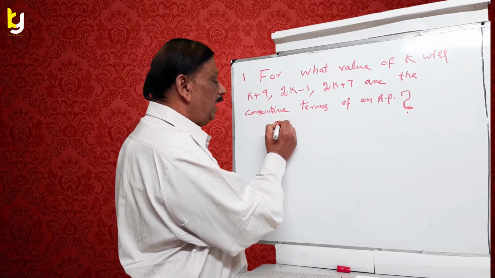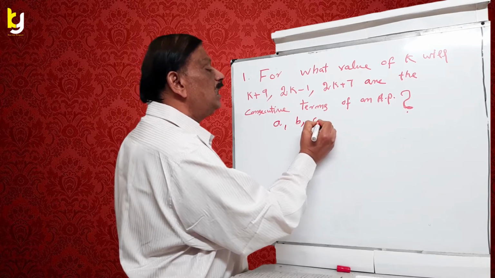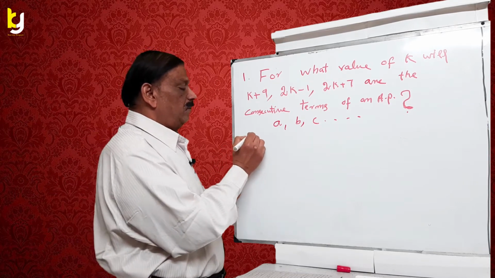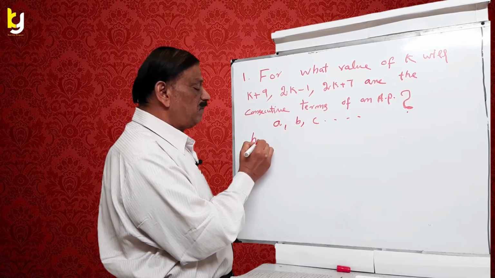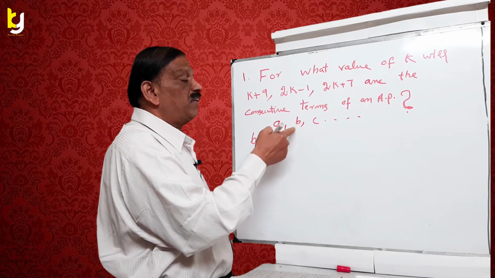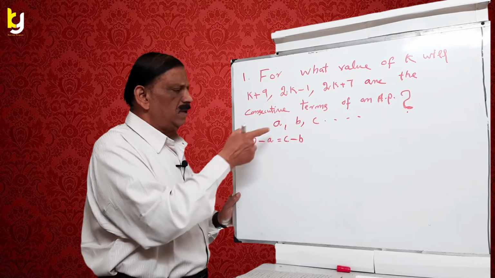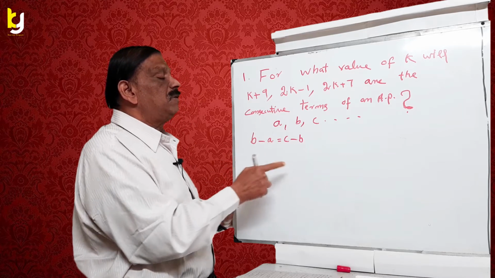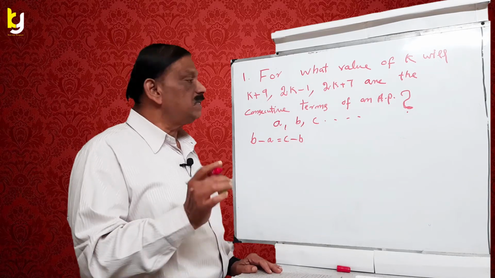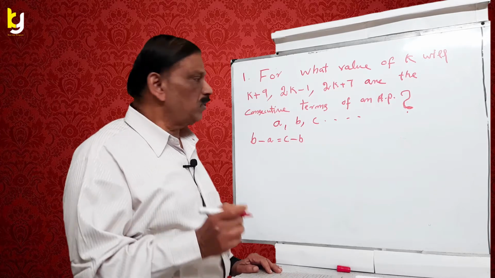We know A, B, C are three consecutive terms of an AP. Then if we subtract the first term from the second term, that is B minus A, that will be equal to the third term minus the second term, that is C minus B. Second term minus first term will be equal to third term minus second term. This is the formula to check whether it is an arithmetic progression.